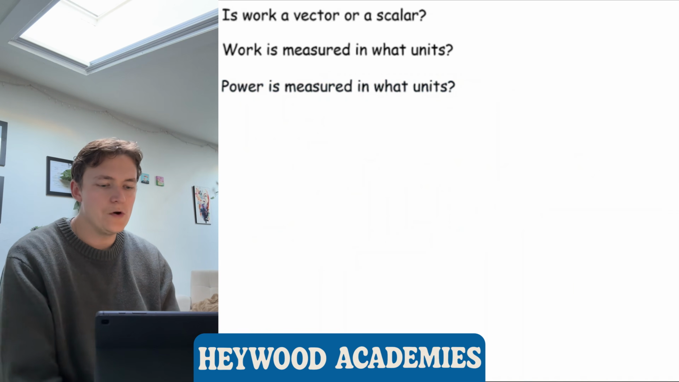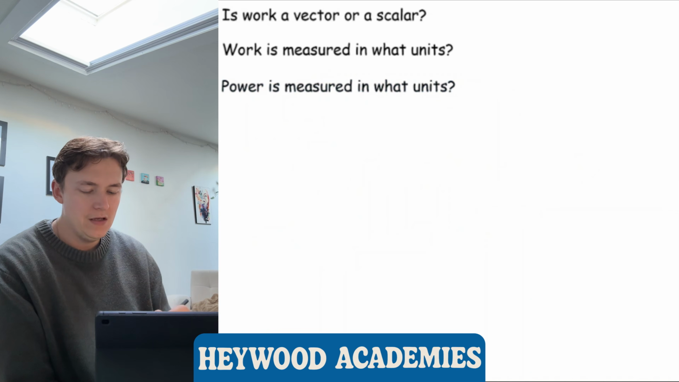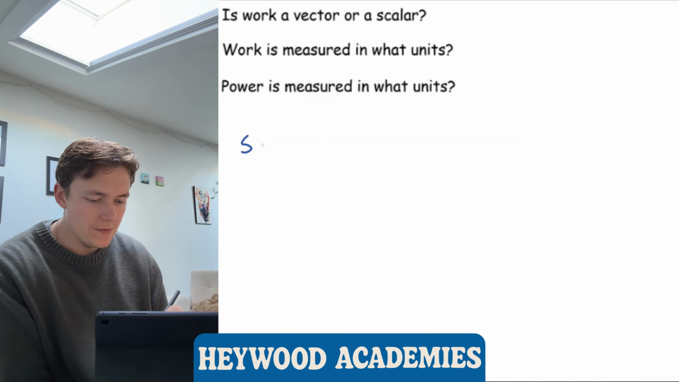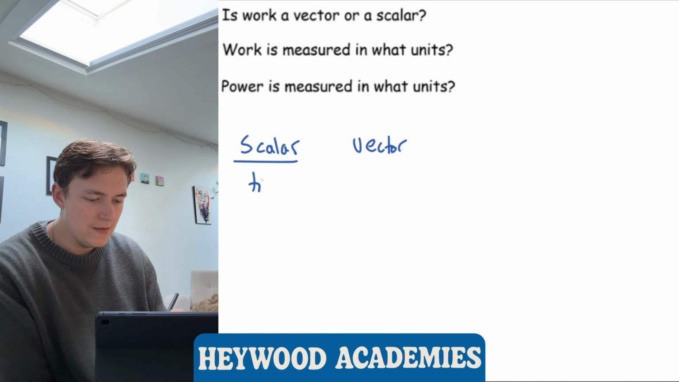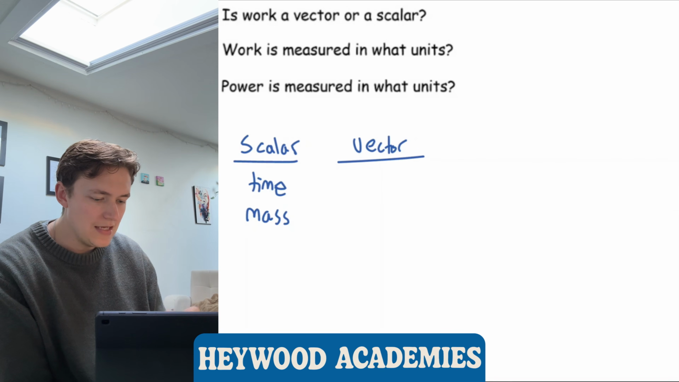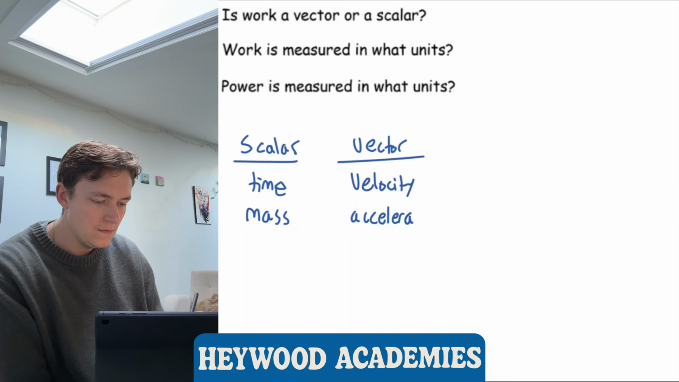Okay, a couple questions about work and power. So the first one, is work a vector or a scalar? So we have to remind ourselves, what does it mean by a vector or a scalar? I'll give you some examples first of each one, and then we'll decide what is common about those. So for a scalar, an example for that would be time or mass. An example of a vector would be velocity, acceleration, or displacement.